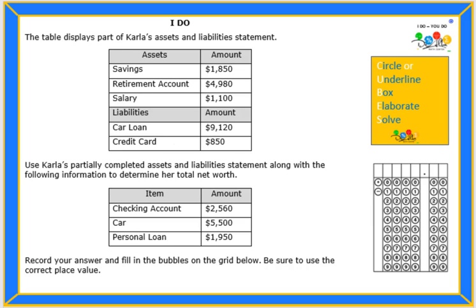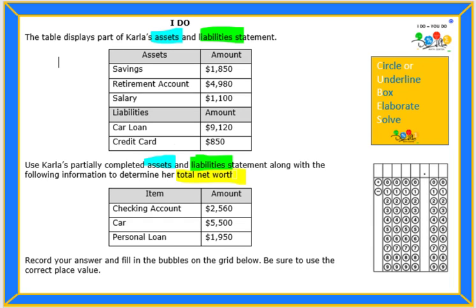The table displays part of Carla's assets and liabilities. Let's say we're going to do assets in blue and liabilities in green. Use Carla's partially completed assets and liabilities statement along with the following information to determine her total net worth. Record your answer and fill in the bubbles on the grid below. Be sure to use the correct place value.